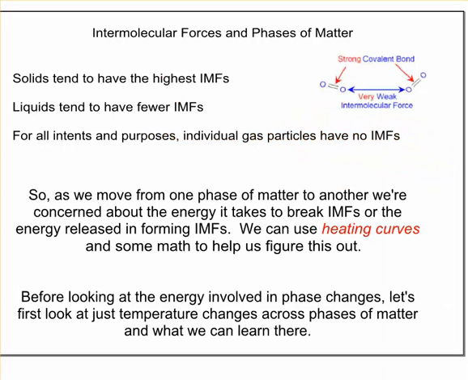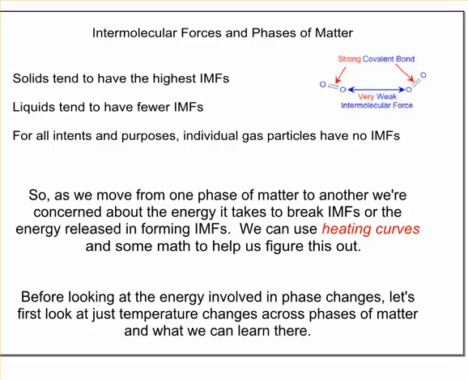First, a quick review. Remember that solids tend to have the highest IMFs. They're very close together, not moving very quickly, so lots of interactions between particles. Liquids tend to have some fewer IMFs, and for all intents and purposes, individual gas particles have no IMFs between them. They're so far apart, moving so quickly, there's no time for interactions to take place. So as we move from one phase of matter to another, we're concerned about the energy it takes to break IMFs, or the energy released in forming IMFs.